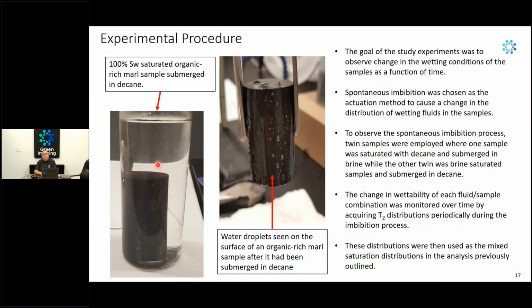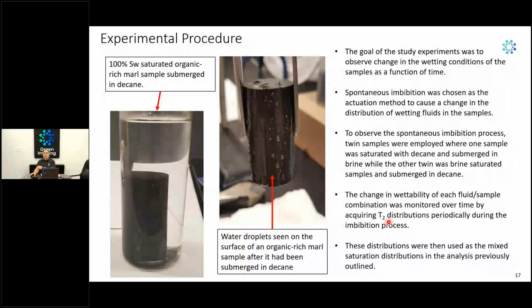And slowly over time, as I'll show, these T2 distributions varied, and this variation was caused by a change in saturation of the samples along with a change in wettability. And this is interesting here. This picture shows some water droplets on the surface of an organic rich sample after it had been submerged in decane. So this is water that's been pushed out of the sample over time and bubbled up on the surface of the sample. And we would dry these bubbles off and record the T2 distributions.